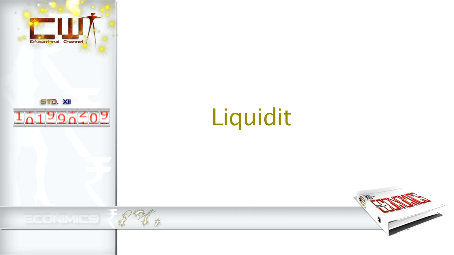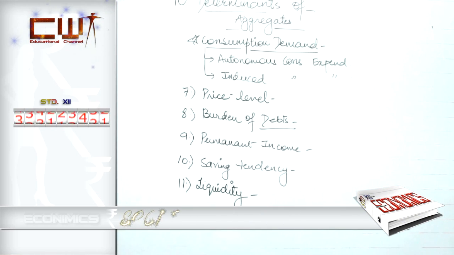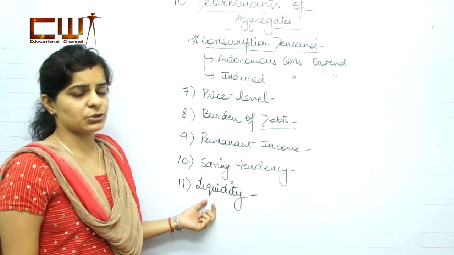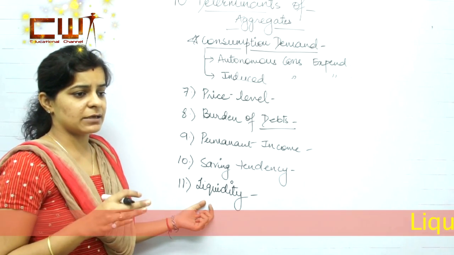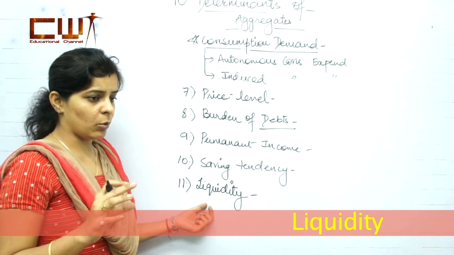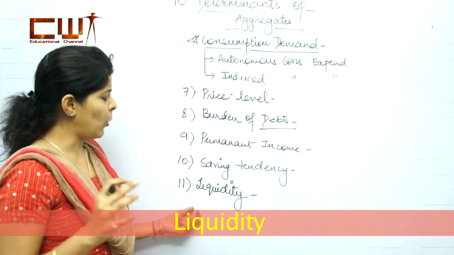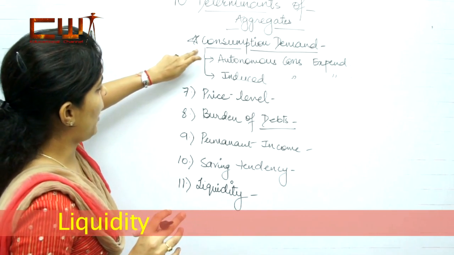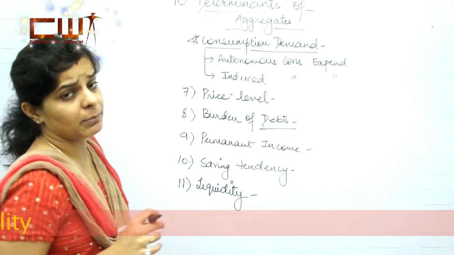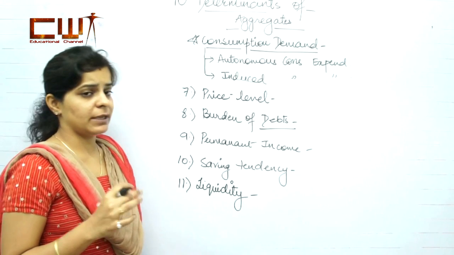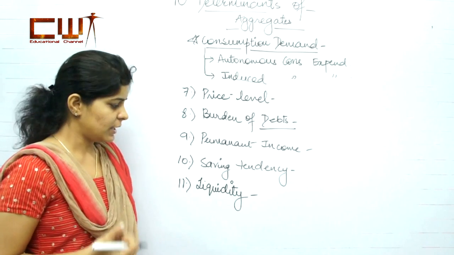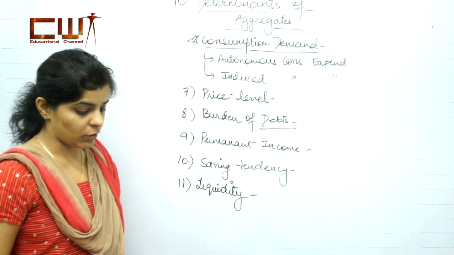Next you have liquidity. People having ready cash will spend more. Liquidity means the more cash you have, the less you have invested in assets. So if you have more liquidity, that means you have more cash, then you have more consumption demand. But if you have less liquidity, that means you are carrying less cash, then your consumption demand will fall down.